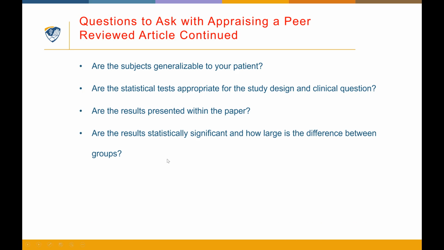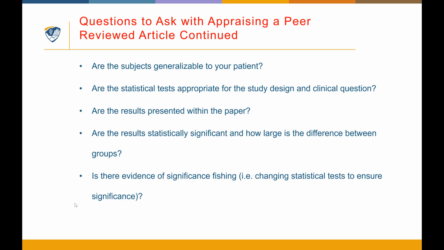Were the results statistically significant, and how large is the difference between groups? Which means that if the differences were statistically significant, but the difference was small, or a small confidence interval, then what that shows is that there's not really a big difference between a control group and a treatment group. Next is that sometimes the results are not significant, but the authors will say that it is. So you've got to be careful about that.